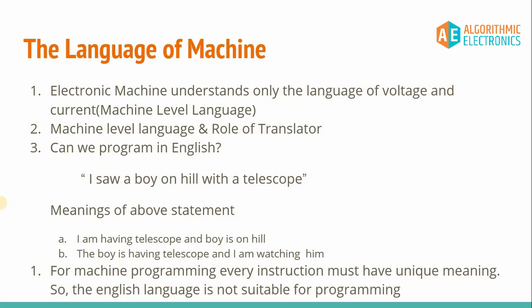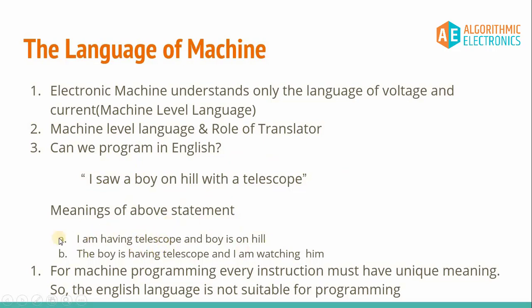Consider the following statement: I saw a boy on hill with a telescope. As far as the grammar of this statement is concerned, it's correct, and all words belong to the English language. Now what will be the meaning of this statement? There are two possibilities, or two meanings.